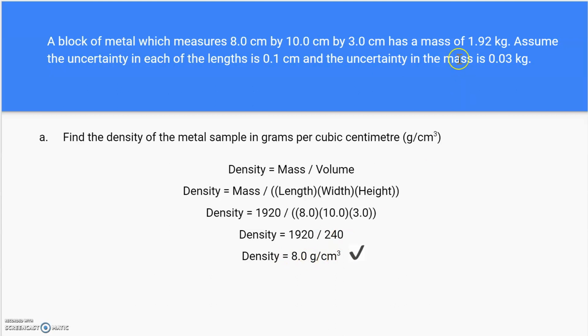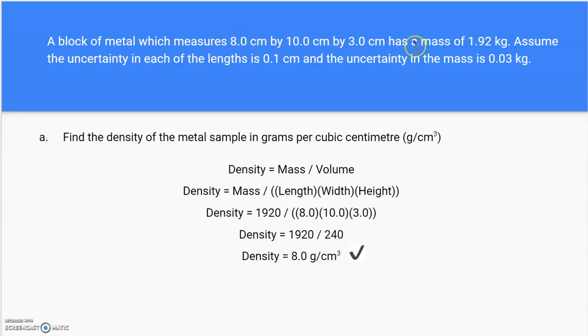Now here's why. Every time you do an exercise, the answer needs to be given to the least number of significant figures present in the numbers you used. So if we analyze what we have operated with, we have that 1.92 kilograms. There are 3 significant figures there. We have that 3.0 centimeters. There's 2 significant figures there. We have 10.0 centimeters. There's 3 significant figures there. And we have 8.0 centimeters, and there's 2 significant figures there.